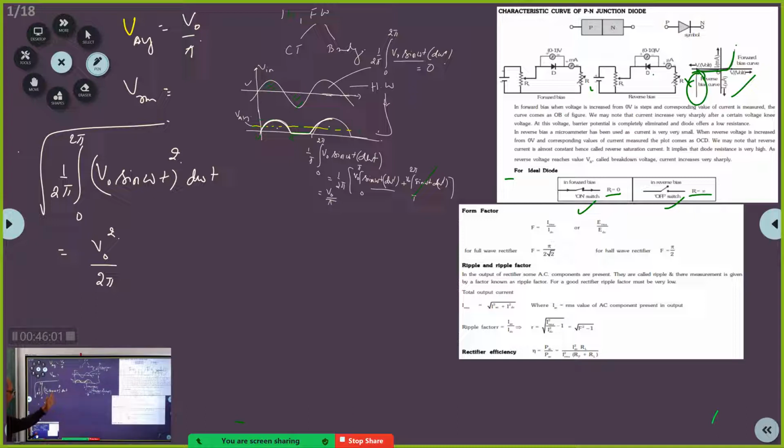By doing all that integration and then dividing by this one, you are going to end up with V naught by 2. If I do that, you will get this. What is this? This is the V RMS value. This is the V RMS value of this thing. Correct?